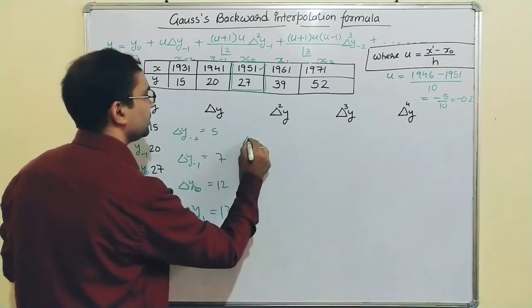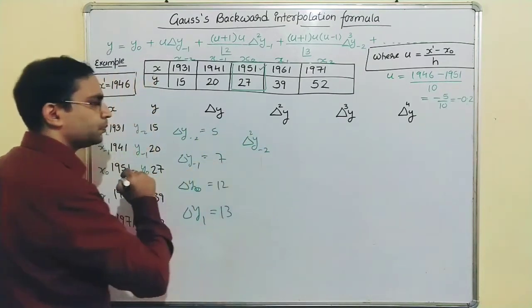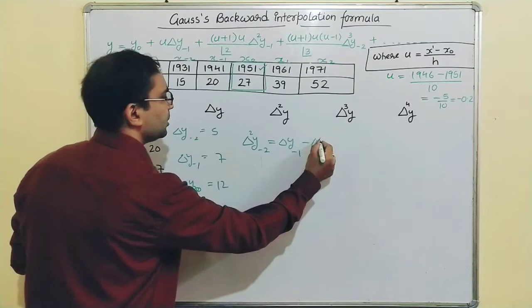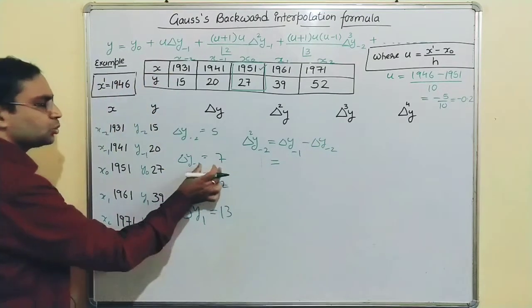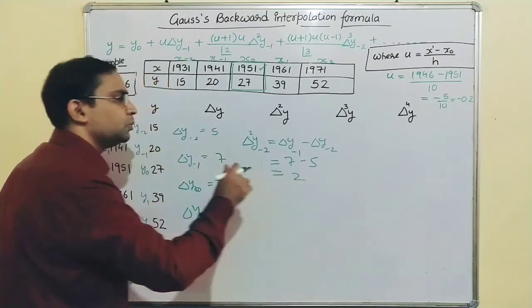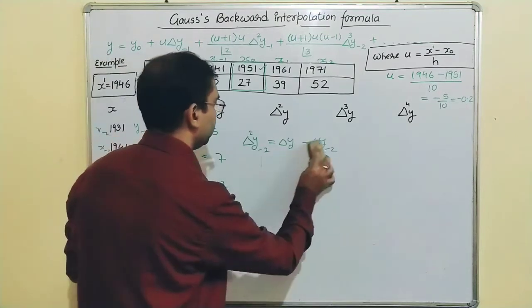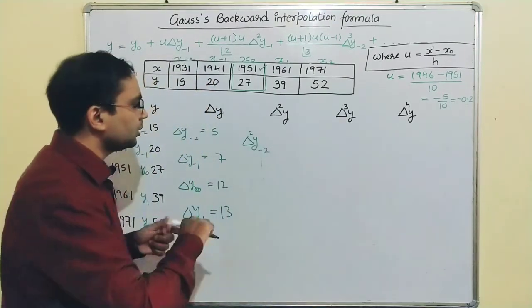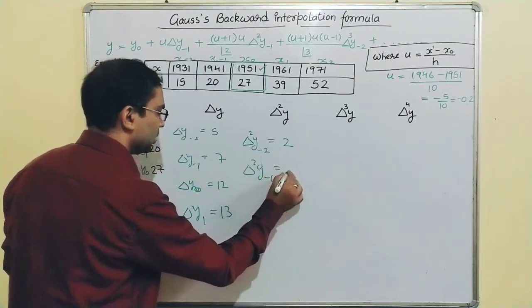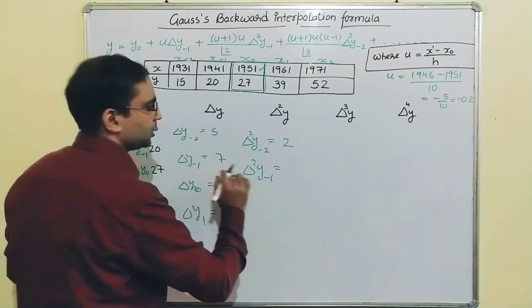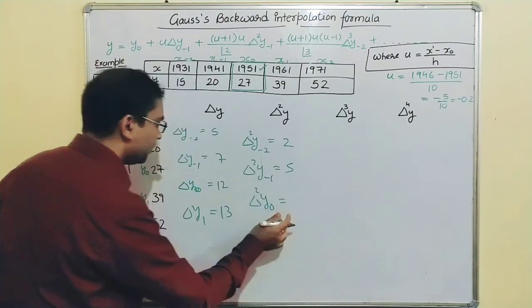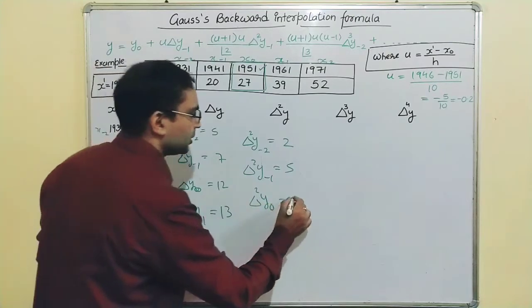Let's calculate the second del. This is del 2 y minus 2. Now what is del 2 y minus 2? This will be obviously del y minus 1 minus del y minus 2. Del y minus 1 is 7. So this is 7 minus del y minus 2, which is 5. This is equal to 2. So let me write 2 here. What is next? Next will be del 2 y minus 1. This will be 12 minus 7, so 12 minus 7 will be 5. Next is del 2 y0. So this del 2 y0 will be 13 minus 12, that is coming 1.